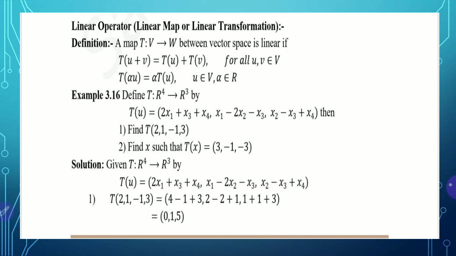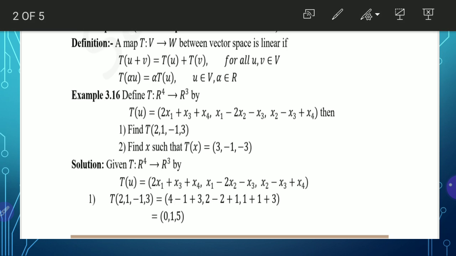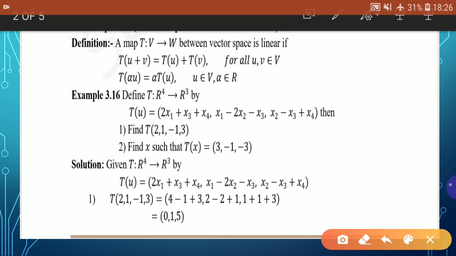So this is the definition of linear operator. It is also called a linear map or linear transformation. A definition is a map T from V to W, where V and W are vector spaces. Such a map between two vector spaces is linear if and only if it satisfies two conditions. First condition is T of u plus v equal to T of u plus T of v for all u, v belonging to the vector space V, and second condition is T of alpha times u equal to alpha times T u for all u belonging to V and alpha belonging to R.